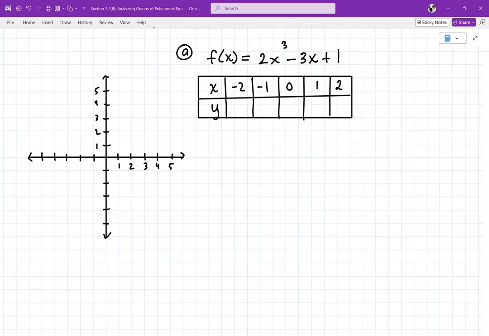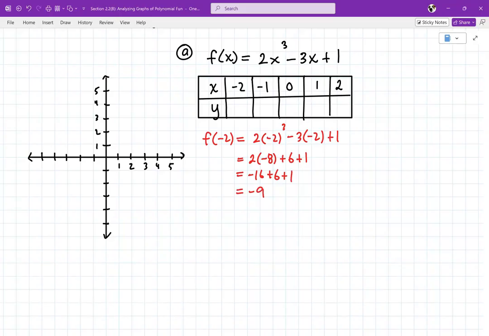So f of -2. This is the part that takes a long time, okay? F of -2, I'm going to plug it into my equation. 2 times -2 to the third minus 3 times -2 plus 1. That's 2 times -8 plus 6 plus 1. That's -16 plus 6 plus 1. Well, that's -9. So -9.